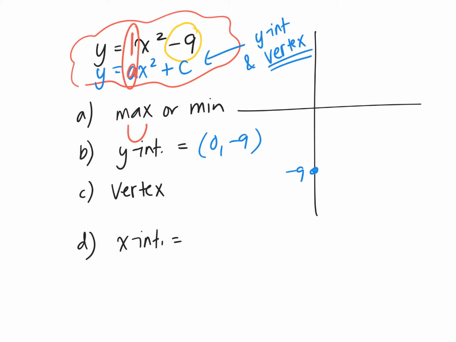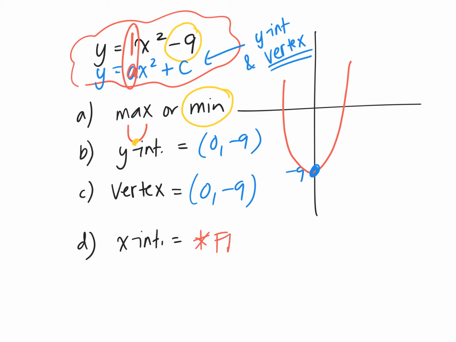So does it open up or down? Up. Does it have a max or minimum value? Minimum. So it opens up. So it's going to look like this. Right? Where's the vertex? Same as the y-intercept, 0, negative 9. Right? To find the x-intercepts, we have to factor it because we're trying to figure out what x is equal to. Look at the graph. It's going to have two x-intercepts.